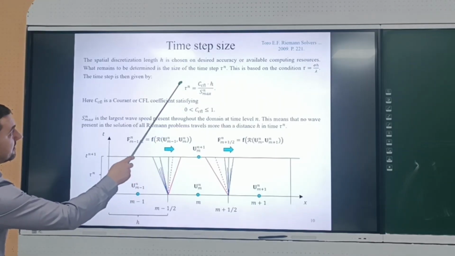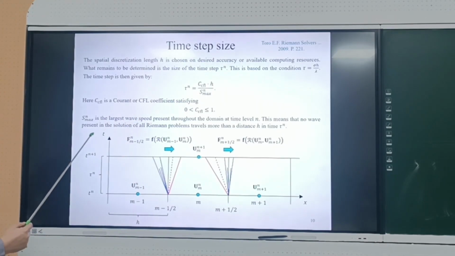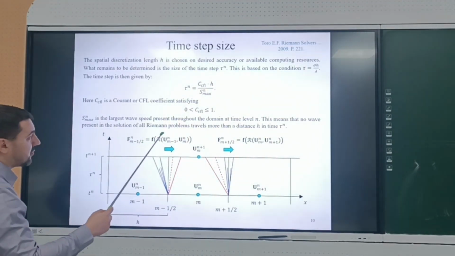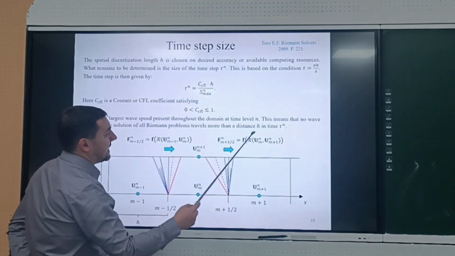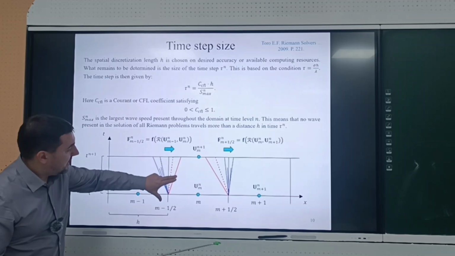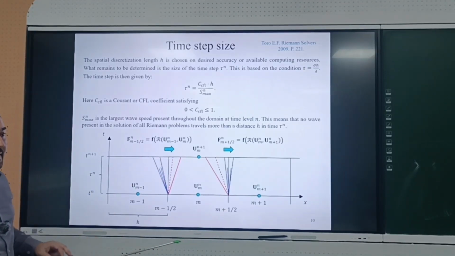So what does this condition tau n equals C_CFL times h over S_n max mean? It means that no wave present in the solution of all Riemann problems travels more than a distance h in time tau n. So we say that this wave should not travel more than a distance h in time tau n.